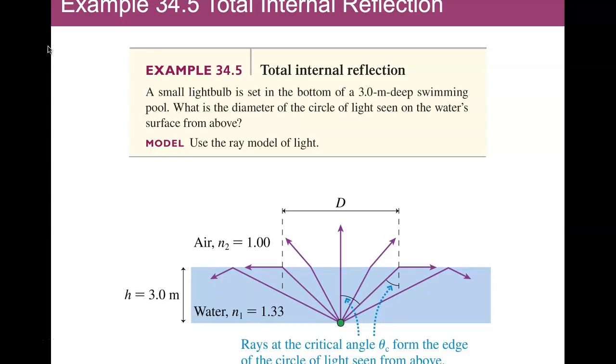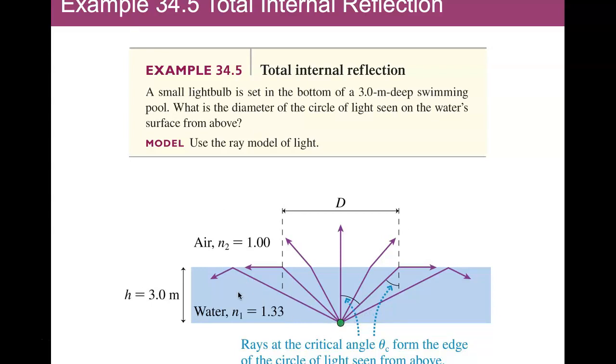Okay. So here's another example. We have a light bulb in the bottom of a 3-meter deep swimming pool. And we want to see what is the diameter of the circle of light seen on the water surface from above. Okay, so we want to use the ray model of light. See that there are these rays from the light bulb.